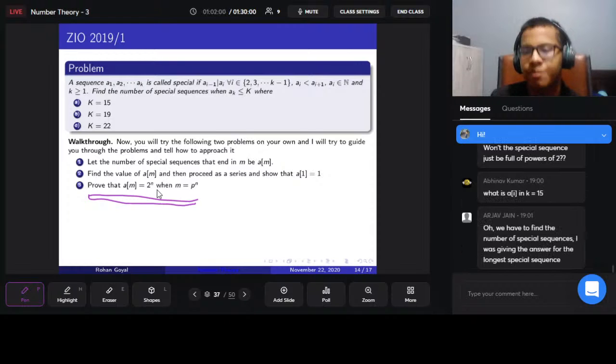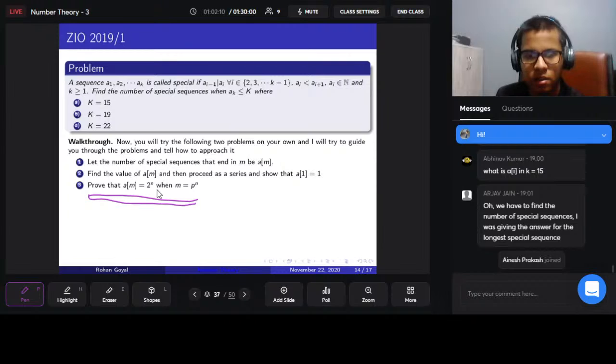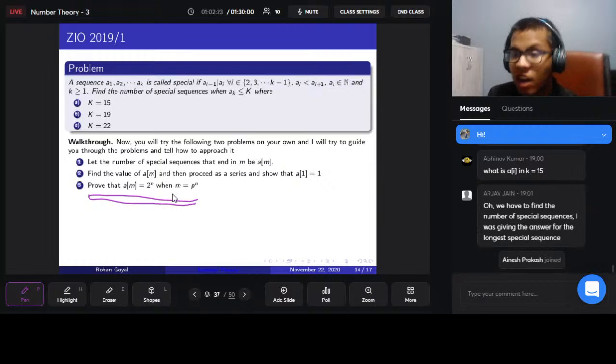When m is a power of a prime, for example 3 squared, how many special sequences end in this? I claim that if it's the nth power of a prime p, then we have 2 to the n sequences. How do we show this?